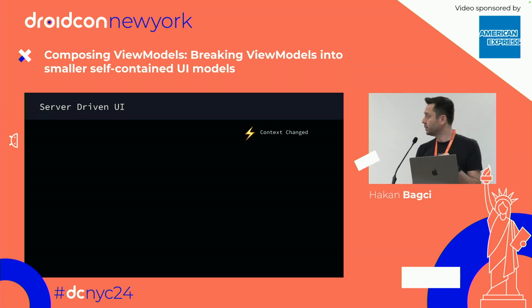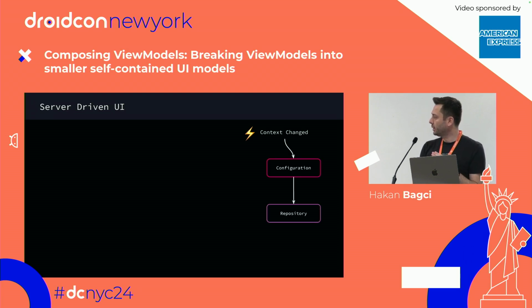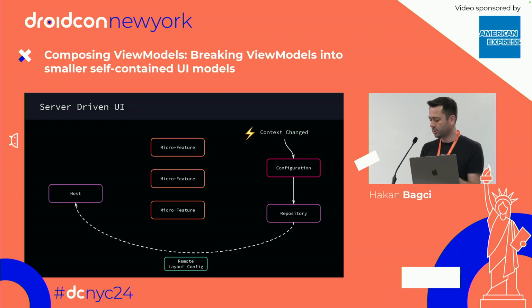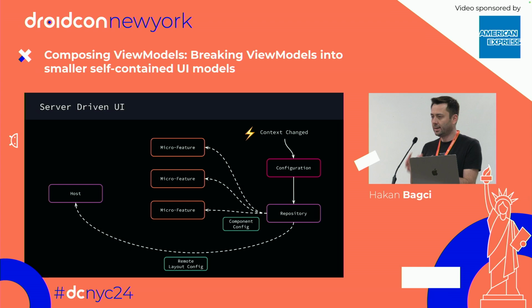So let's follow this flow here. Context changed, we received a configuration from the backend. We persisted it in our observable repository. It has two types of data. One of them is remote layout configuration. The host is actually interested in this data. And we have our micro features, and these are actually interested in component configuration, the business data they just want to show.